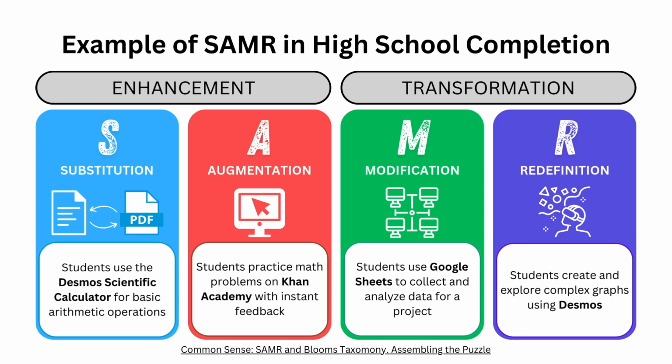Examples of the SAMR model in a high school completion course may look like substitution, happening when students use Desmos scientific calculator for basic operations. Augmentation might look like students practicing math problems on Khan Academy with instant feedback. Modification may be when students use Google Sheets to collect and analyze data for a project. And redefinition could be when students create and explore complex graphs using Desmos.